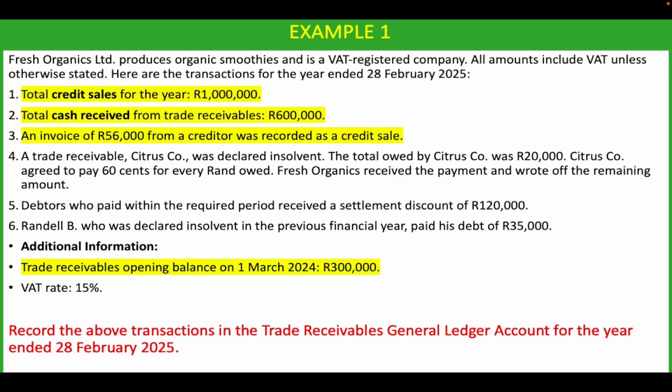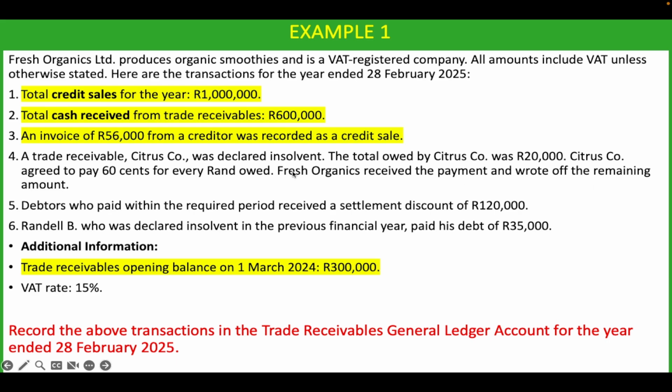It's quite easy. Remember, whenever we have a bad debt, that reduces our trade receivable, specifically when we're declaring the debtor insolvent. We are saying that we are removing him completely from our books because we don't believe we'll receive the money. But they agreed to pay us 60 cents for every rand owed. In other words, they're paying us 60% of the 20,000 rand. So we need to calculate how much that is, and we will put that as bank. 20,000 rand times 60% will be bank, and the remaining, as we are told here, was written off. Remember, Fresh Organics received the payment and wrote off the remaining amount.